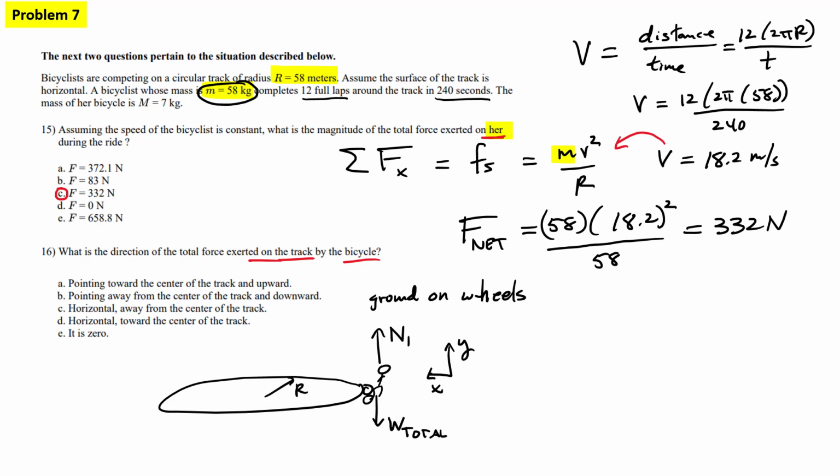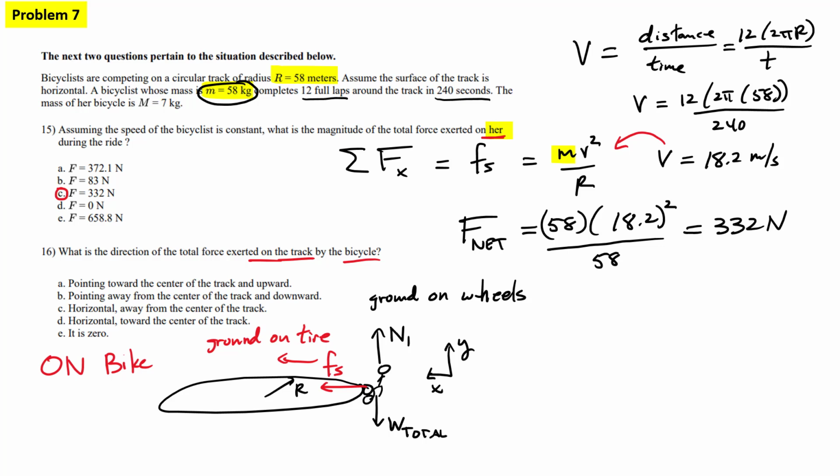What else do we have? On the bicycle tire, there has to be a force acting toward the center of the circle. I could call that Fs. This is the ground on the tire. Again, these are all the forces acting on the bike, right? What they are asking for is the total force exerted on the track by the bicycle. So which of these forces are actually exerted by the track?